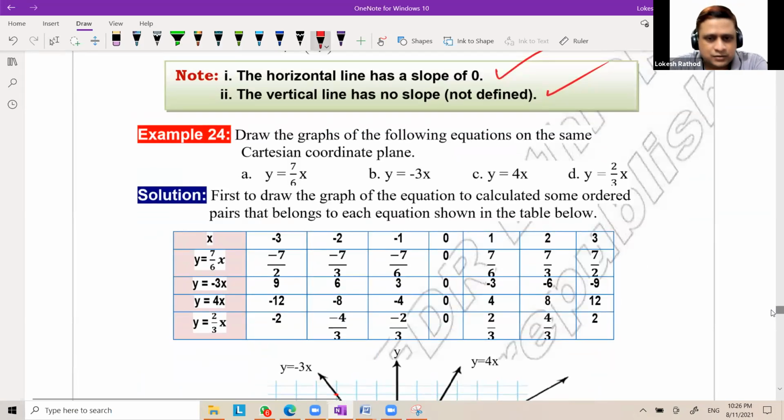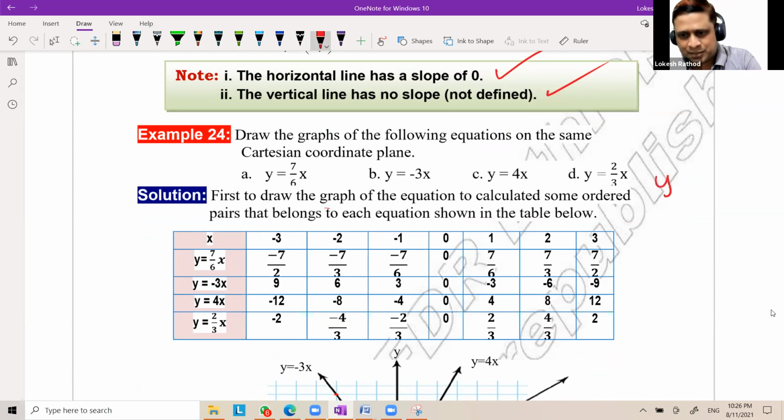Draw the graph of the following equations on the same Cartesian coordinate system. Okay. So all graphs are of the form y equal to mx. What does m represent? M represents slope. So suppose y equal to 7 over 6 x is written, so 7 over 6 is the slope, so this will be an increasing line. Y equal to minus 3x, minus 3 is the slope, so it will be a decreasing line. Just by looking at the equation, I can tell you. Y equal to 4x, increasing line. Y equal to 2 over 3 x, this is also an increasing line. Slope is positive. Okay, fine.